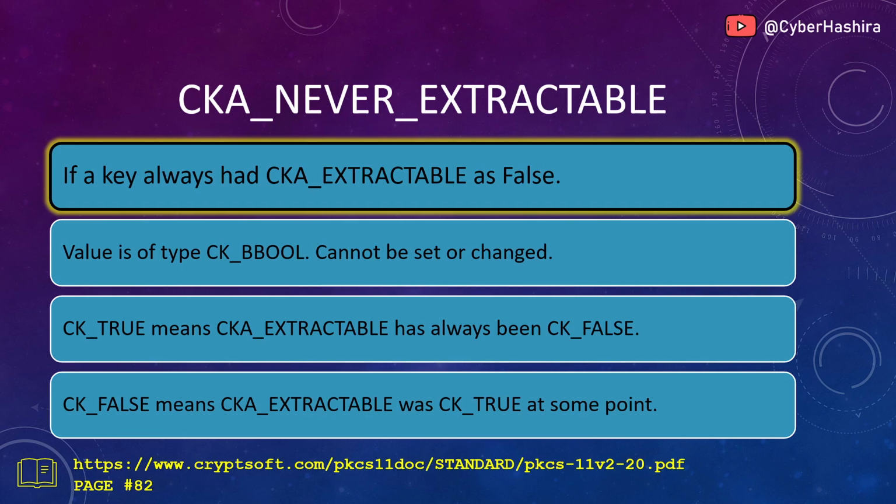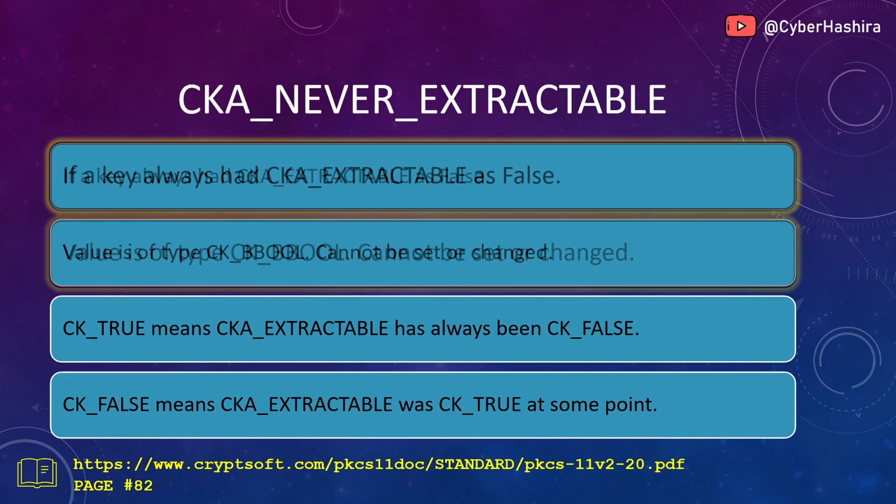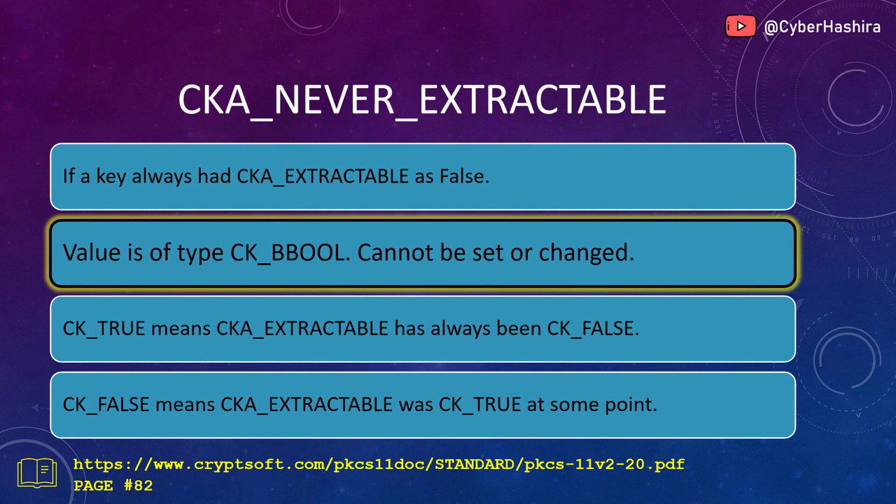Next attribute is CKA_NEVER_EXTRACTABLE. CKA_NEVER_EXTRACTABLE is an informational attribute. It just tells if CKA_EXTRACTABLE attribute of a key has always been false or not. This attribute helps prove that a key has never been extracted and can never be extracted. Information about this attribute is available on page 82. The value of CKA_NEVER_EXTRACTABLE is of type Boolean.